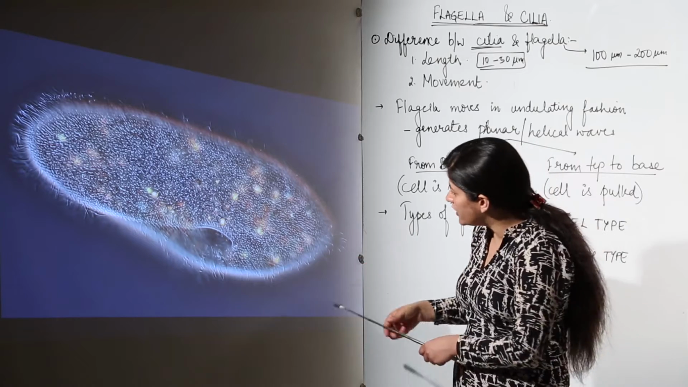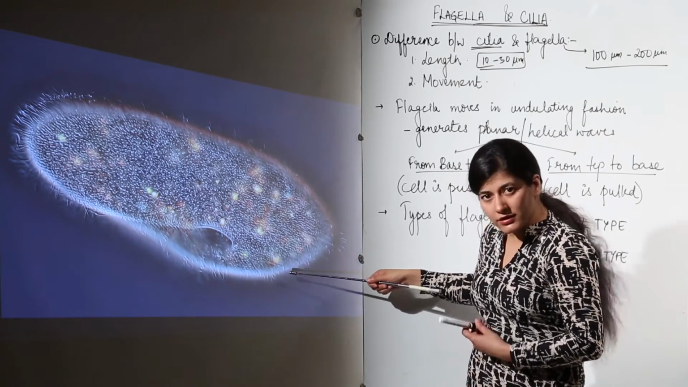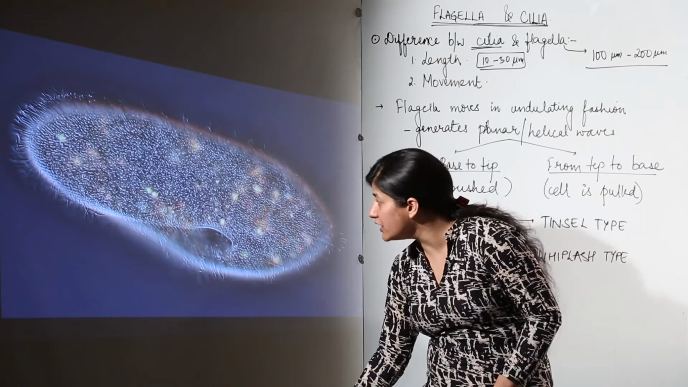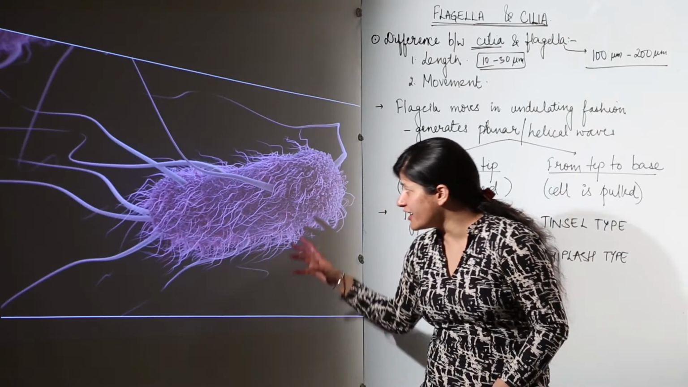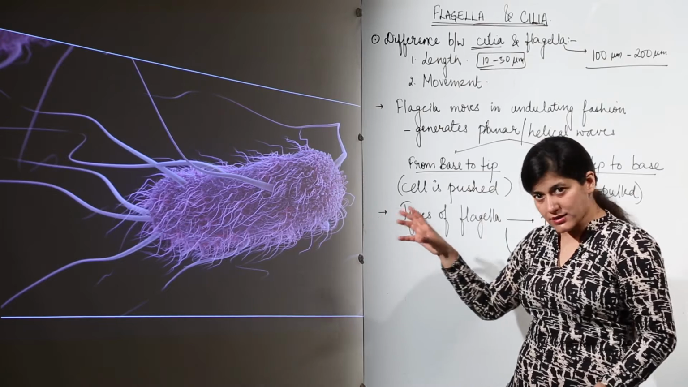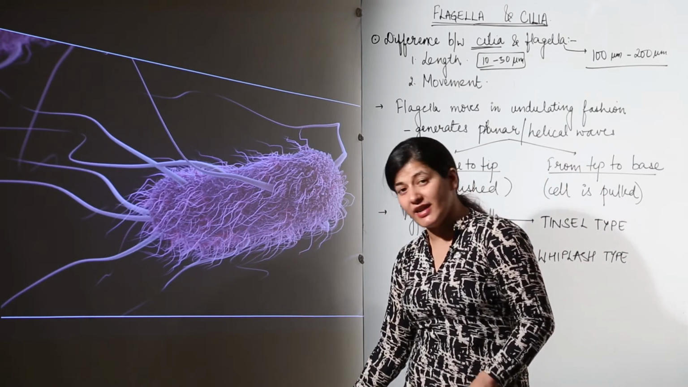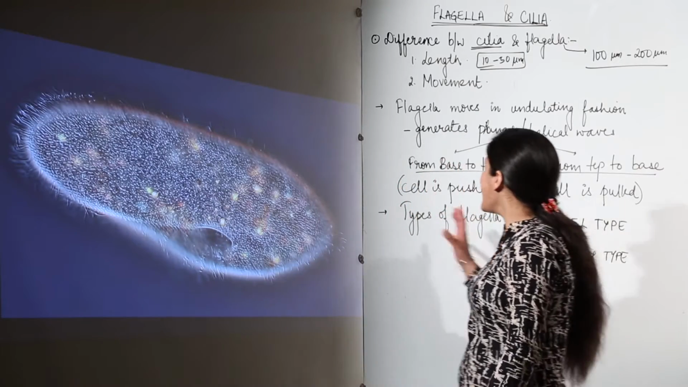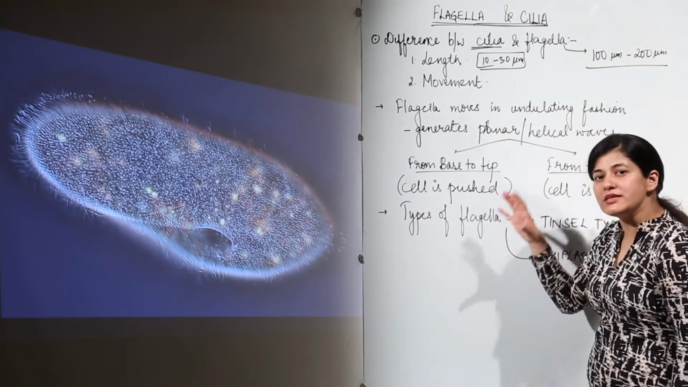As you can see over here, this cilium is not longer than 10 to 50 micrometers, and comparatively see the flagellum, it is quite longer, that is 100 to 200 micrometers of length can be attained in a flagellum. Now coming next, what we have is that their movement is different.